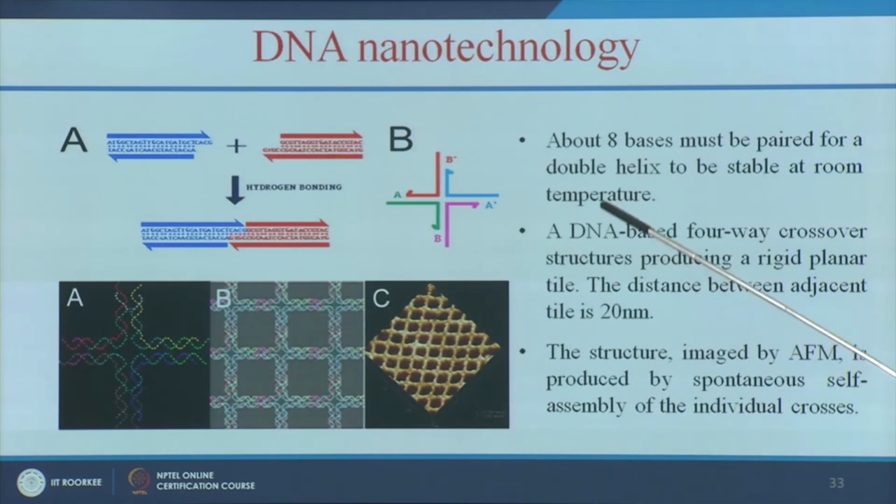Here it needs about 8 bases to be paired for a double helix to be stable at room temperature. And these DNA based 4-way crossover structures produce a rigid planar tile, and the distance between adjacent tiles is 20 nanometer. And as I told you in the previous lecture, for biological molecules like DNA or protein, we have to use the AFM for understanding the structure. So, this is an AFM picture and you can see how it forms a beautiful lattice structure.